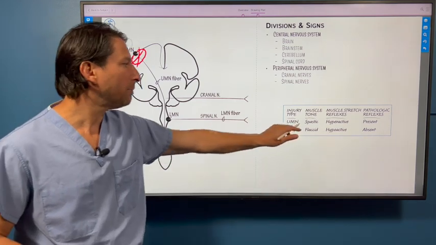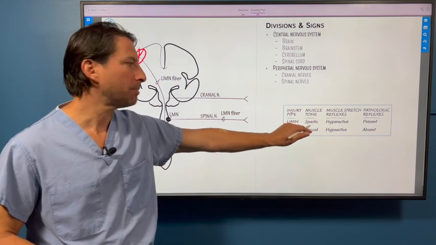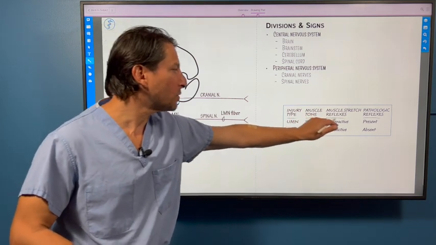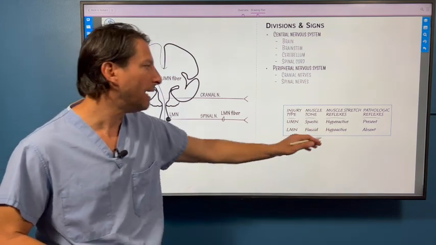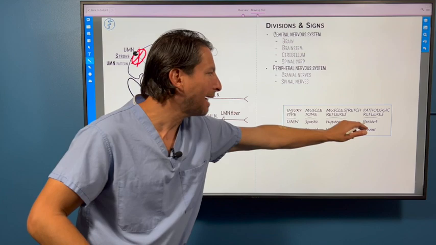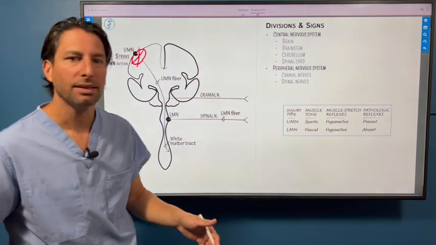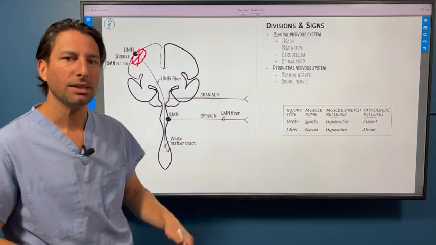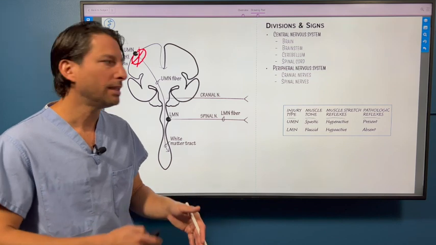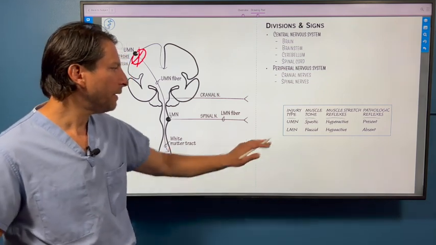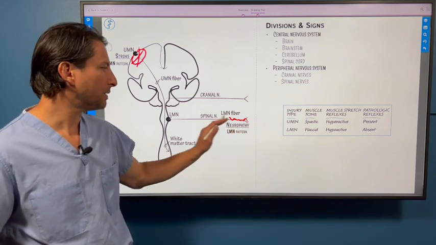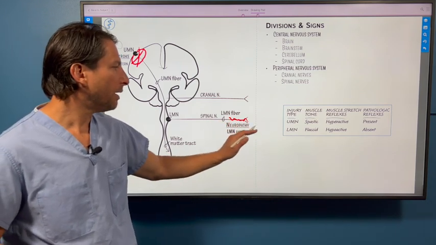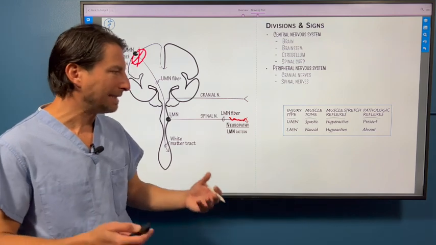Now that pattern means that muscle tone is spastic, muscle stretch reflexes are brisk or hyperactive, they're too fast, and then there are pathologic reflexes present, such as the Babinski sign, which is an upgoing toe when you scratch the bottom of the foot.